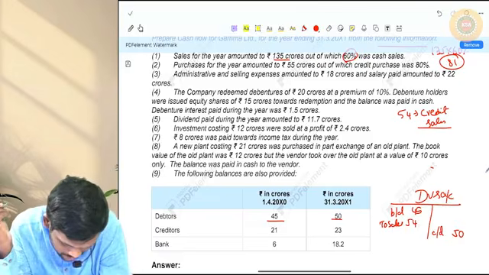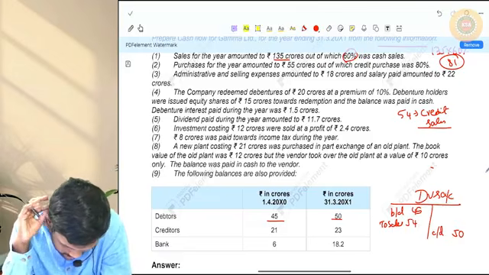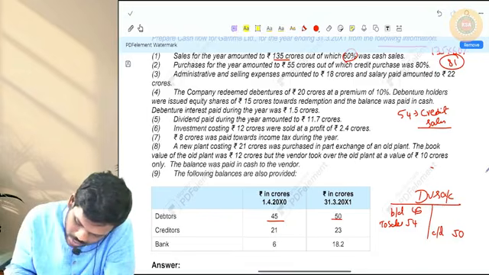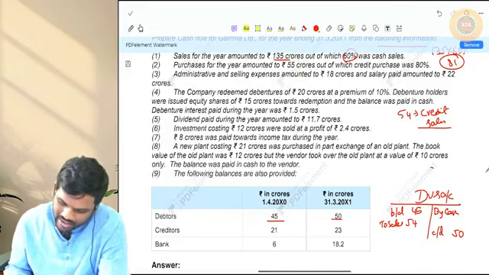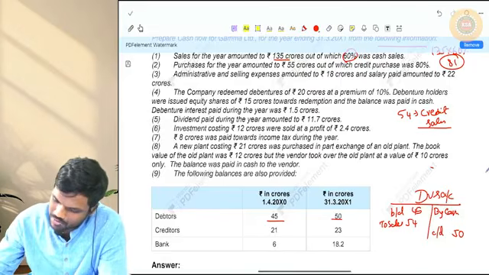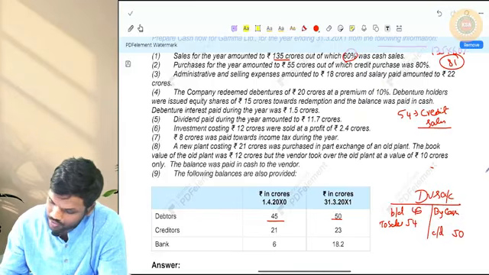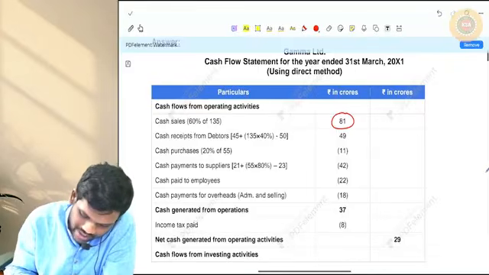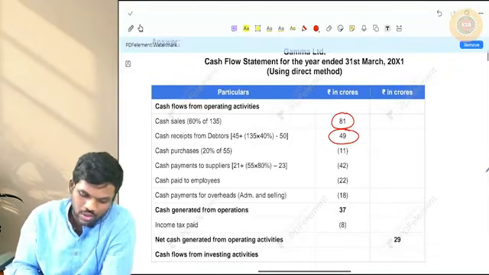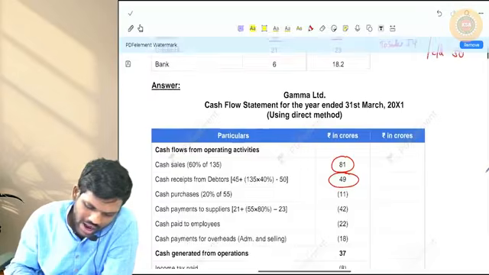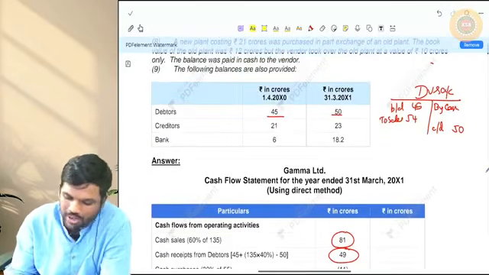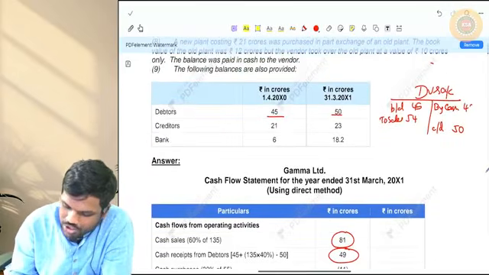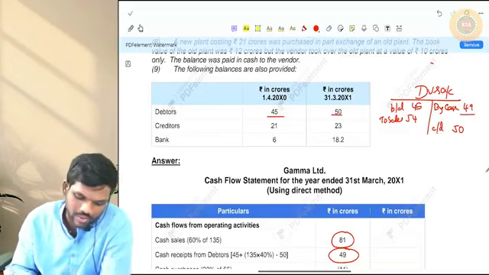Is there any other information? Purchases, admin expenses, dividend, investment, nothing else. So the balance we get is cash received. 45 plus 54 is 99. 99 minus 50. I hope my math is correct. 45 plus 54 minus 50. So 49 lakhs is what you have received from your debtors, that will be taken. So using credit sales information and debtors opening and closing balance information, find out what is your cash received. That is also an inflow that will be taken.